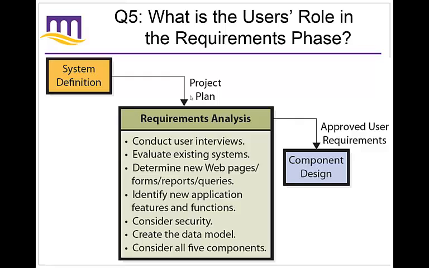So how does that get accomplished? Well, you can do things like conduct user interviews. You can evaluate the existing systems. So how are things currently done? But then you have to start asking things like what type of new web pages, forms, reports, queries are we going to need? Identify new application features and functions, consider security, create the data model, and all 5 of those components: hardware, software, data, procedures, and users.